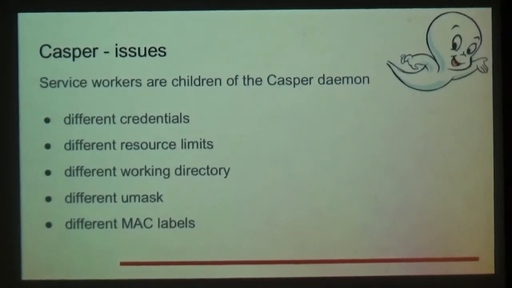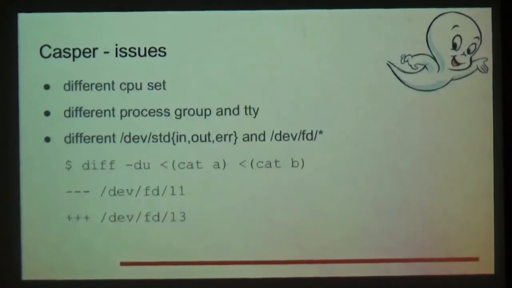For example, we have a different resource limit, or we had different MAC levels, or we had a different working directory. But that's not all. We also had different CPU sets. So we could say that we want this process to only run on this CPU, but the service would work on a different one. So we would gain more rights.